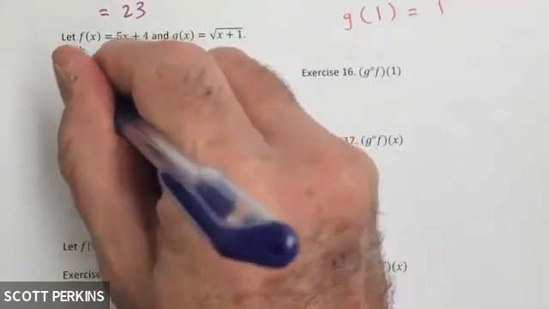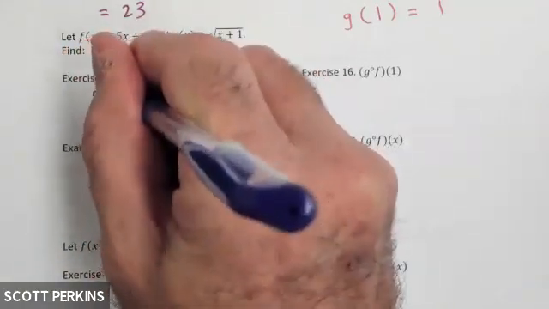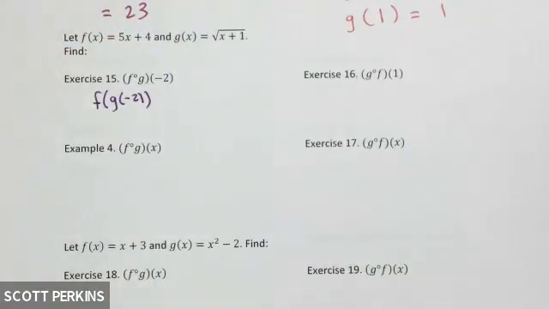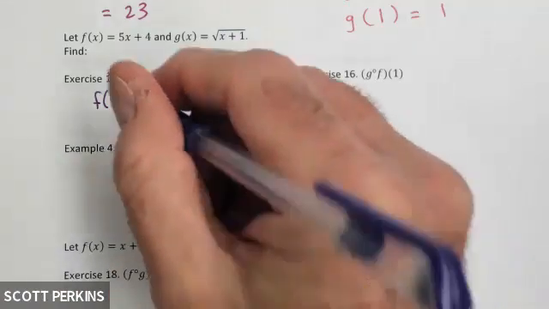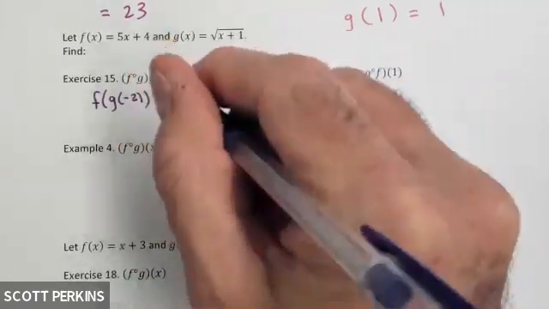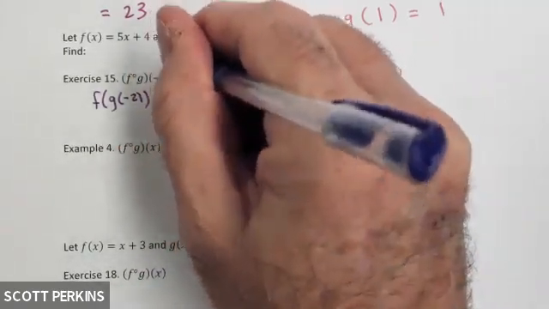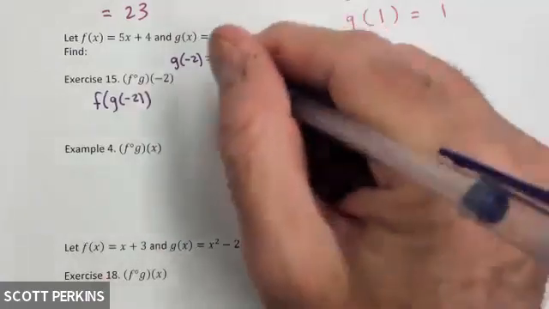This is f composed with g at -2. So I'm going to do what's inside first. I'm going to take the function g and plug in -2. So this one, when I plug the -2 in there, what is g of, let me write it right up here, what is g of -2?